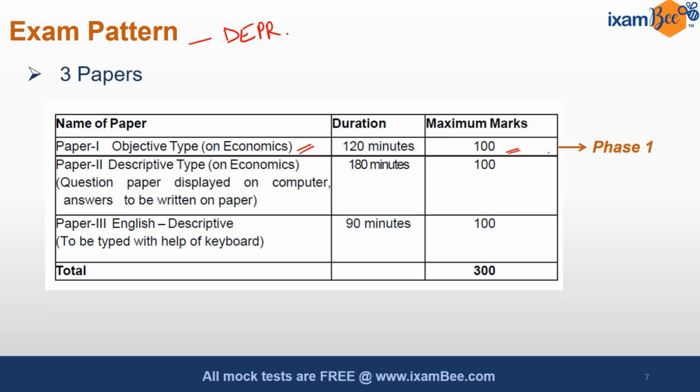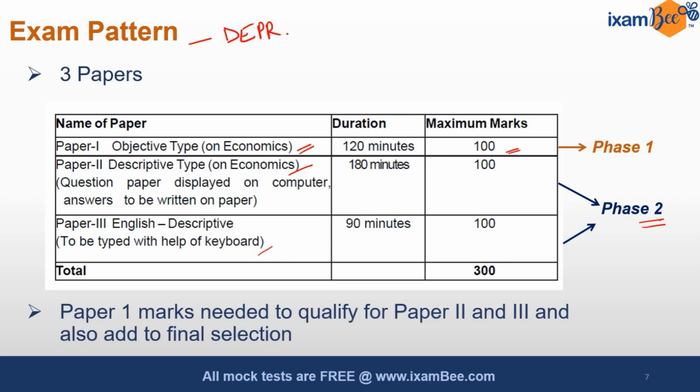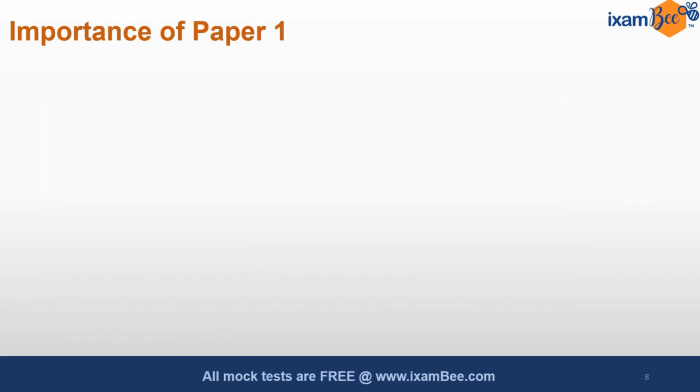When you qualify this, meet the minimum cutoff, then you become eligible to write paper 2 and paper 3, which becomes your phase 2. So phase 2 will have 2 papers, both of them descriptive. One paper is on economics, which is a handwritten exam, and paper 3 is your descriptive English, which is to be typed using a keyboard. Phase 1 is very important, because only when you qualify and meet the minimum cutoff for paper 1 do you become eligible to write paper 2 and paper 3.